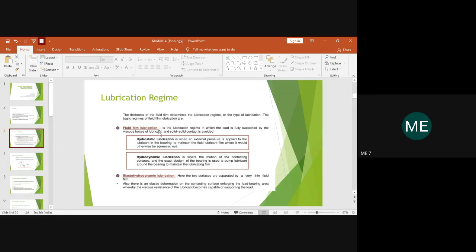Why do we use this? To avoid solid-solid contact. If the journal and the bearing come into contact, then while revolving or sliding, it results in wear and friction, and hence we need a medium to separate the solid-solid contact, so we use a lubricant of a specified fluid film thickness. Based on that, we have two sections: one is hydrostatic lubrication, another one is hydrodynamic. You already know what hydrodynamic lubrication means, and even hydrostatic.